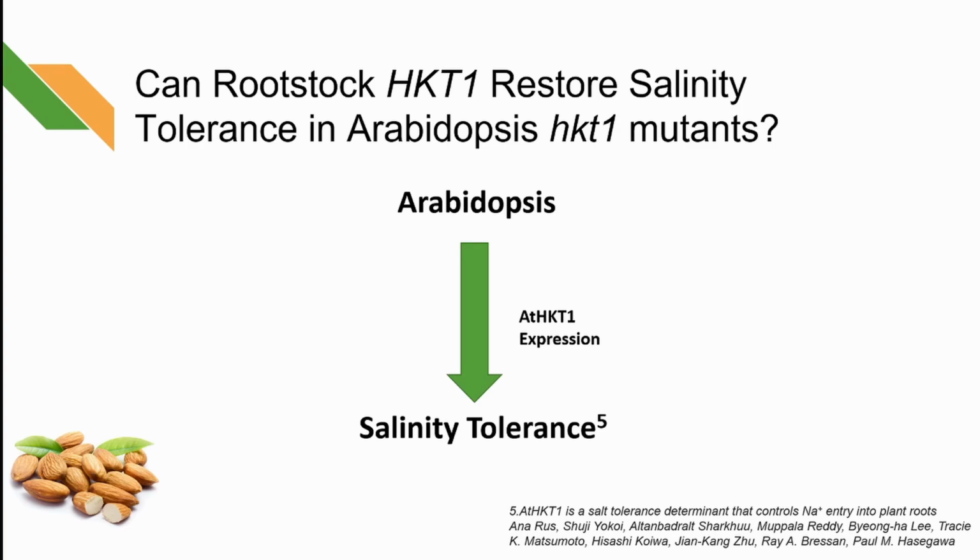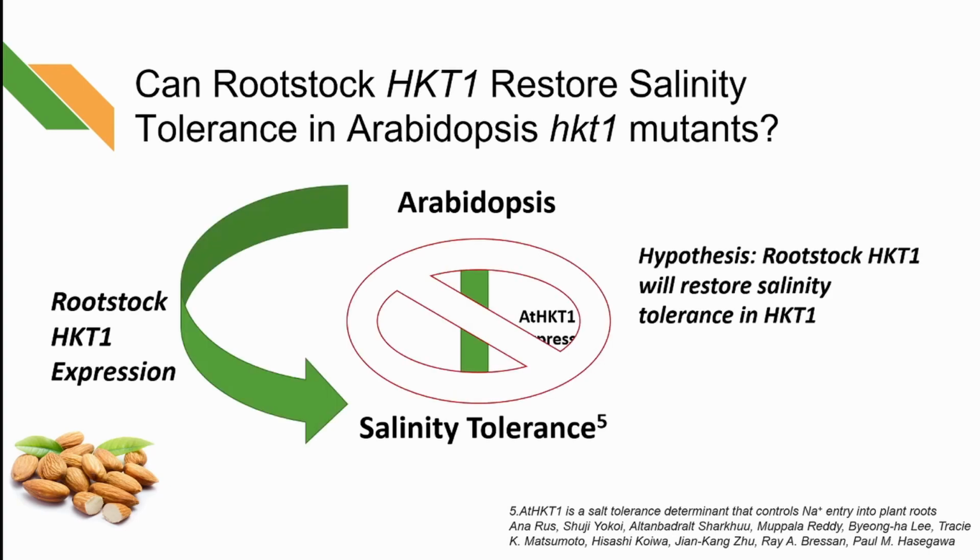Essentially, previous studies have shown that expression of the HKT1 found in Arabidopsis, which we'll refer to as AT-HKT1, aids in conferring salt tolerance, and knocking the gene out reduces salt tolerance. However, if we remove it and transgenically insert the rootstock HKT1, which we'll refer to as Prunus persica HKT1 or PP-HKT1, can we restore salinity tolerance?